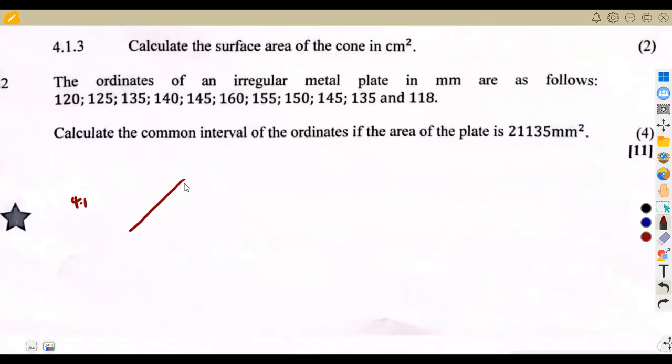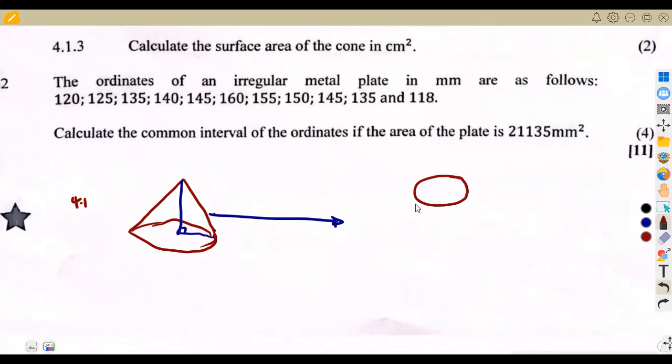A right circular cone, this one, all right, sorry for the diagram. Something of this nature, and we understand that you're going to have the slant height, the perpendicular height, this and that, the radius, and so forth. So we have to melt this to give us what? A cylinder in this case, to give us a cylinder.